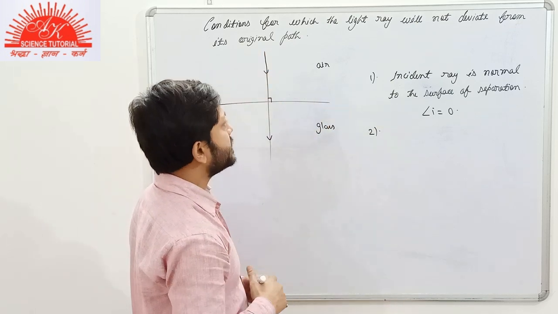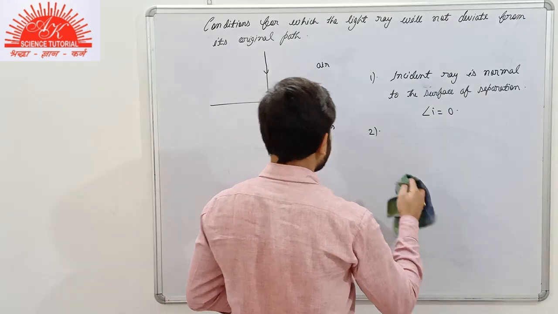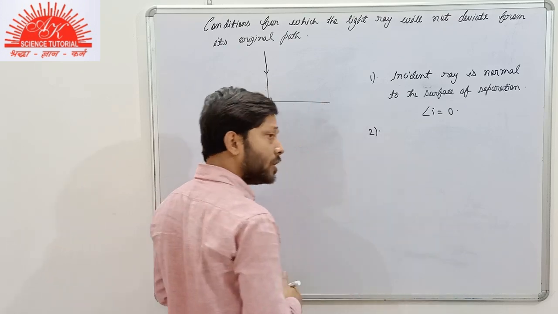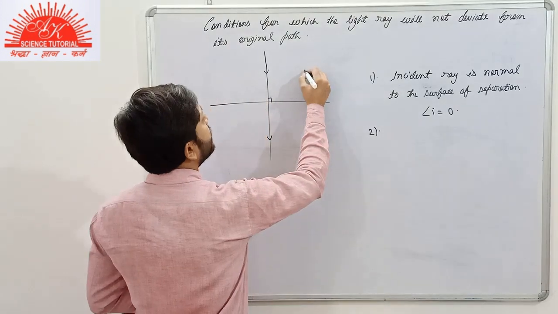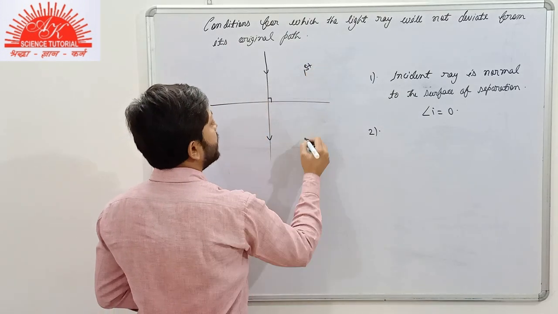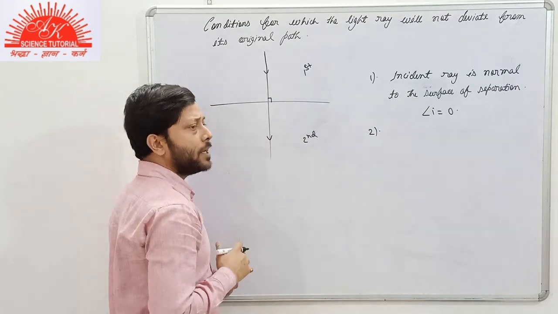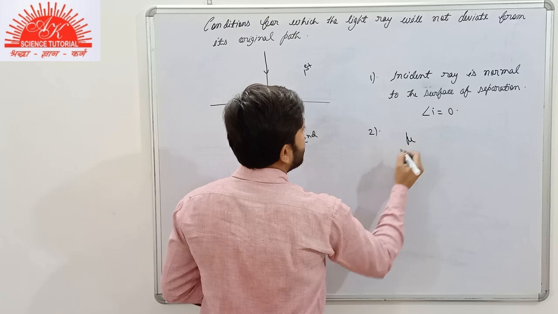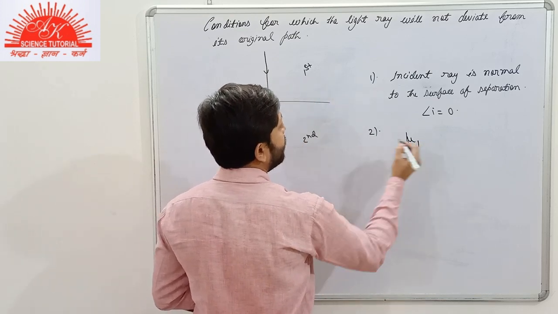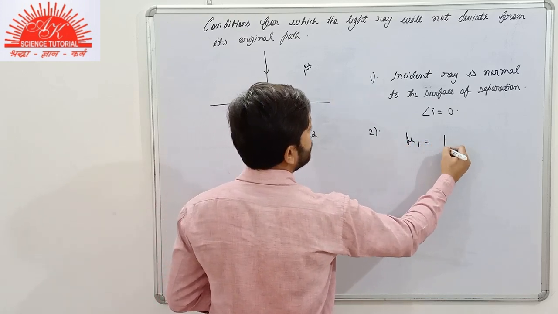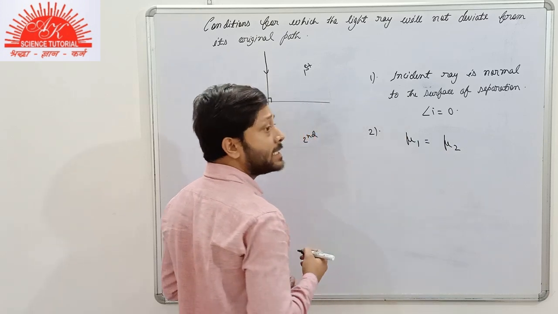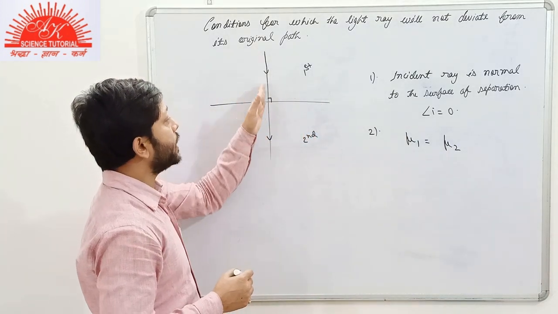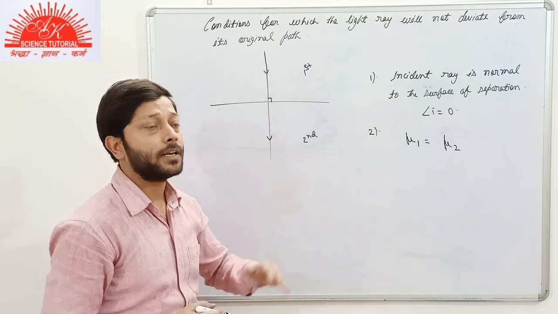Now, what about the second condition? Suppose the refractive index of both the mediums is the same. This is our first medium and this is the second medium. It might be any medium. For this case, if the refractive index of the first medium is equal to the refractive index of the second medium, then also there will be no deviation in the path of the light ray.